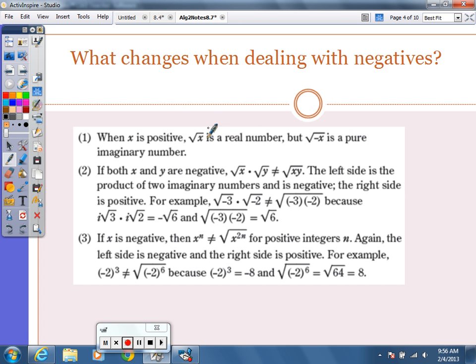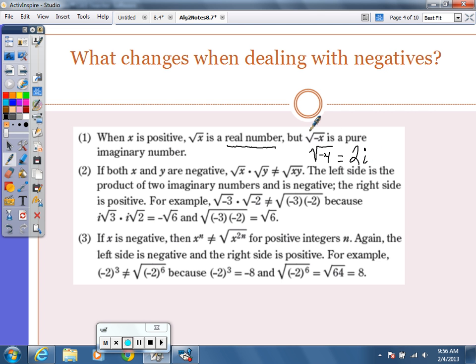So what does happen when you have negatives and you're dealing with exponents or radicals? First of all, realize if the number underneath the radical is positive, then when you take the square root of it, you're going to get a real number. Okay? If I take the square root of a negative number, we looked at this in chapter 6, the square root of negative 4 was a pure imaginary number. Remember the i's. Okay, so it's 2i.